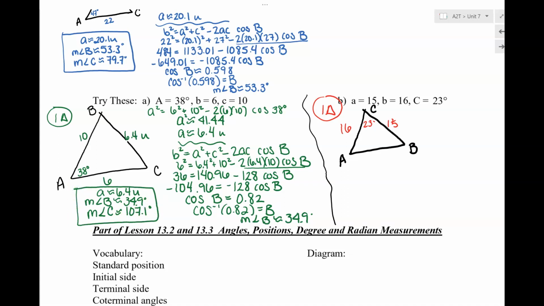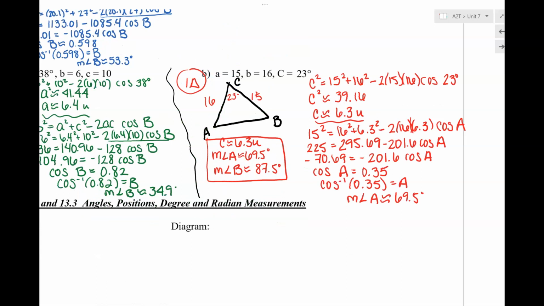Don't be judgy. All right, so I'm going to pause my video and I'm going to work out the try this B. I hope that you would also pause your video and work out the try this B. Okay, hi. So how'd you do? I solved for little c first because that was the corresponding side to the given angle. I got 6.3 units.